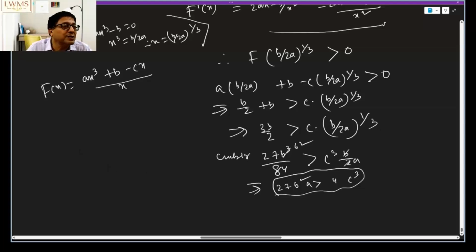So this is the condition. I mean, this is the concept for proving inequalities in mathematics with the help of increasing and decreasing function. It's a nice concept. I hope you have understood. Clear?